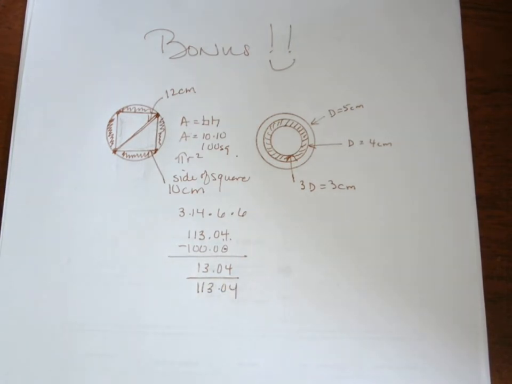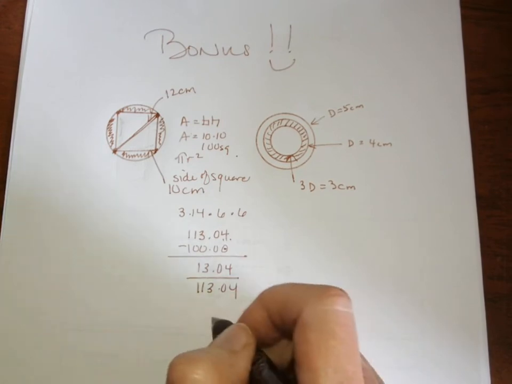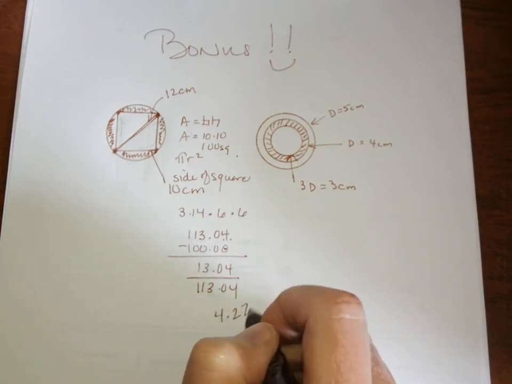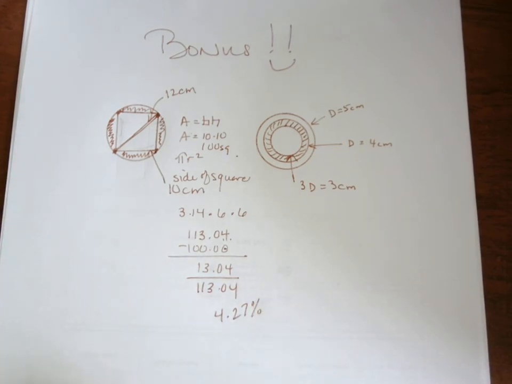And when I divide those, I get 4.27%. So I've got a 4.27% chance, not a very good chance, of hitting that shaded part of the circle.